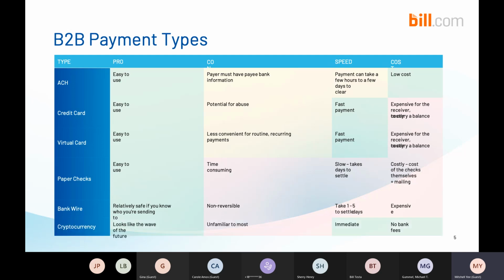The last option is cryptocurrency. Cryptocurrency is an emerging type of payment. It's a new type of payment. The downside is it's just not very widely used or trusted yet, and most people are very unfamiliar with it. So as we look at these types of payments, and part of that poll question, most people on here are using paper checks and ACH.